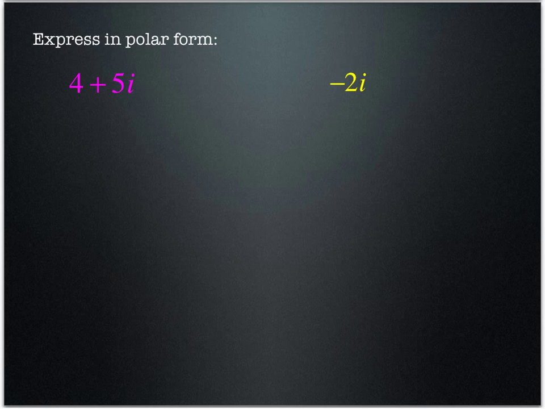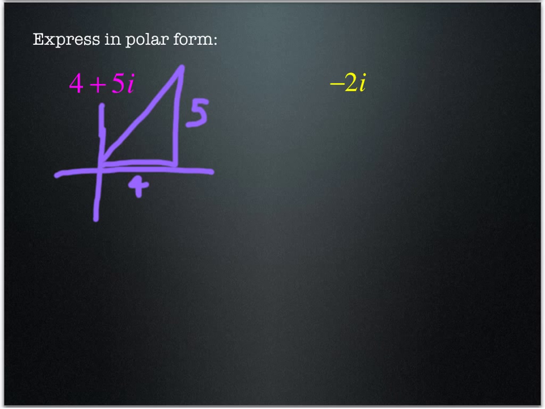So for instance, in this particular case here, if I have 4 plus 5i, I prefer to kind of draw this out a little bit. So I'd be going over 4 and up 5 like this. So I could draw my little triangle like this, 4 and 5. Again, what I need to find, if I'm going to put this in polar form, is this r value and this theta value.